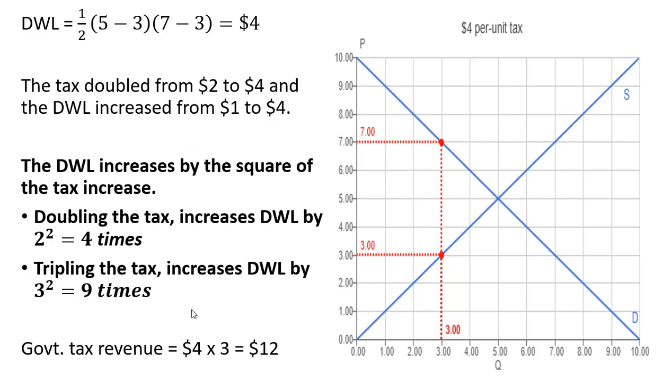9 times 1. We'll notice here that the government tax revenue is going to be 4 times 3. There are 3 units being bought and sold, and the tax is $4 per unit, so government collects $12 of revenue. All right, let's move on.